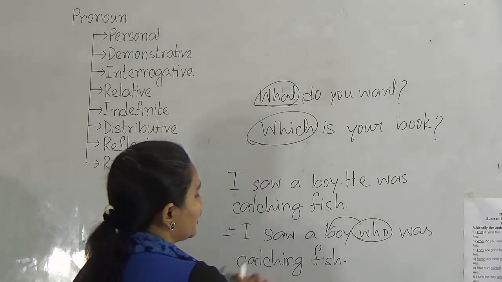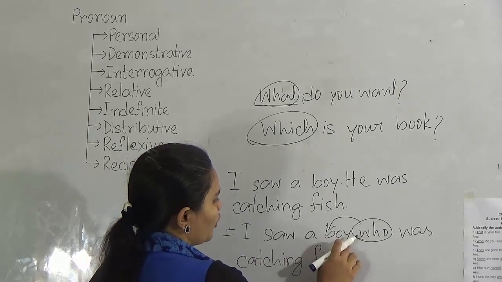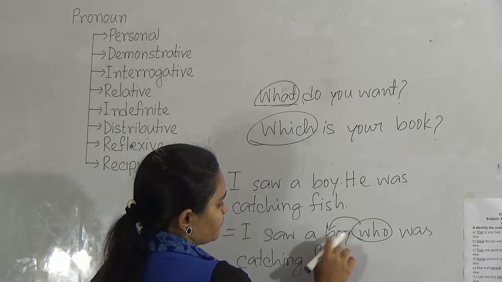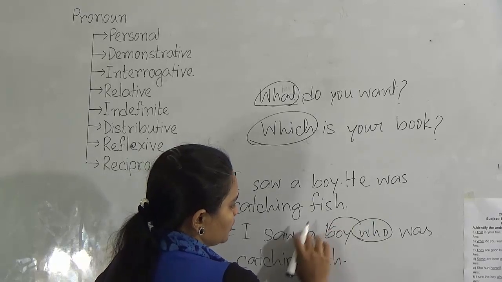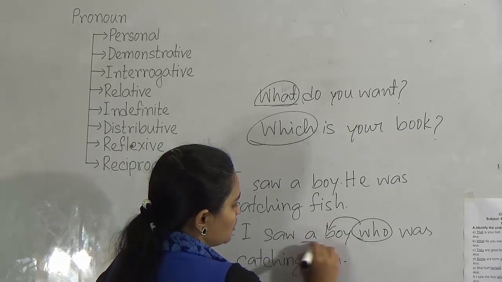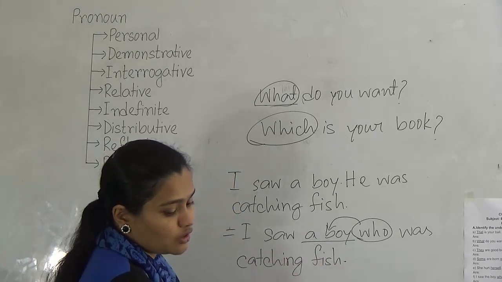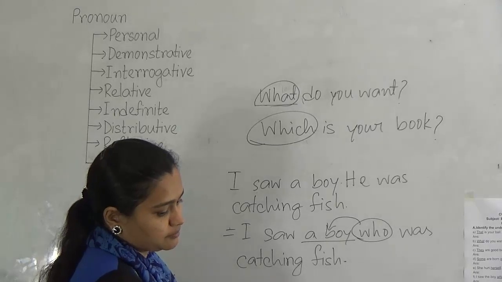And now look, it joins two sentences. I saw a boy who was catching fish. Who is a boy? Okay. Now look, who is this one? This boy. It refers to a boy, and it relates to the sentence. That's why it is called relative pronouns.